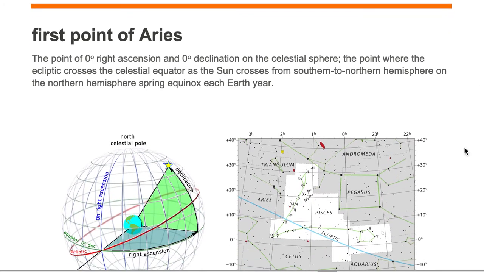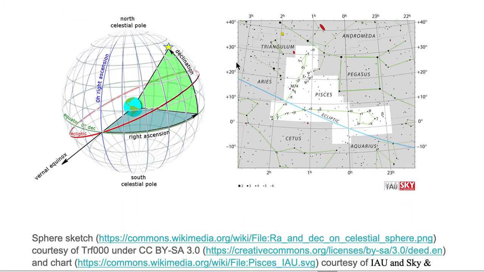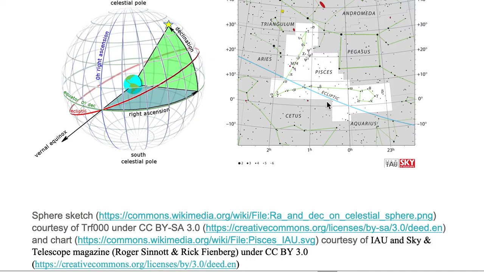Let's look at the first definition of the first point of Aries and find this point. It is the point of 0 degrees right ascension and 0 degrees declination on the celestial sphere. On the left, we have a celestial sphere. On the right, we have a celestial map. So let's draw this point in. That point is right here. I'll circle it. On the map, it is this point right here.